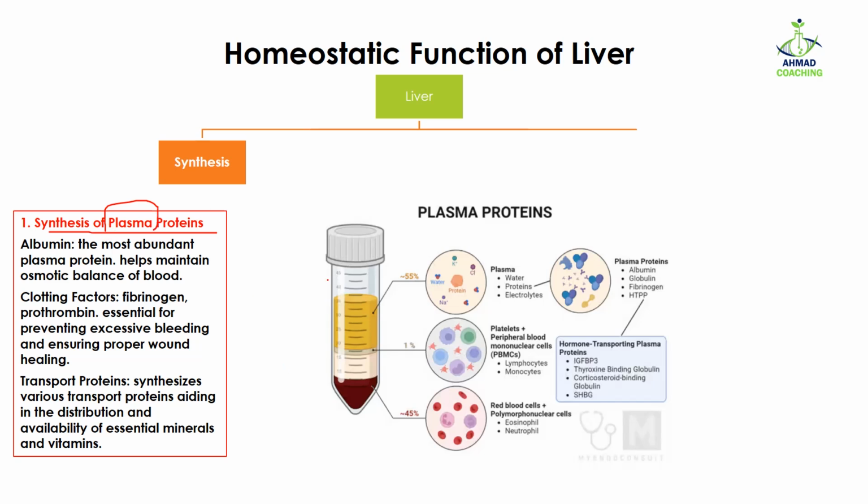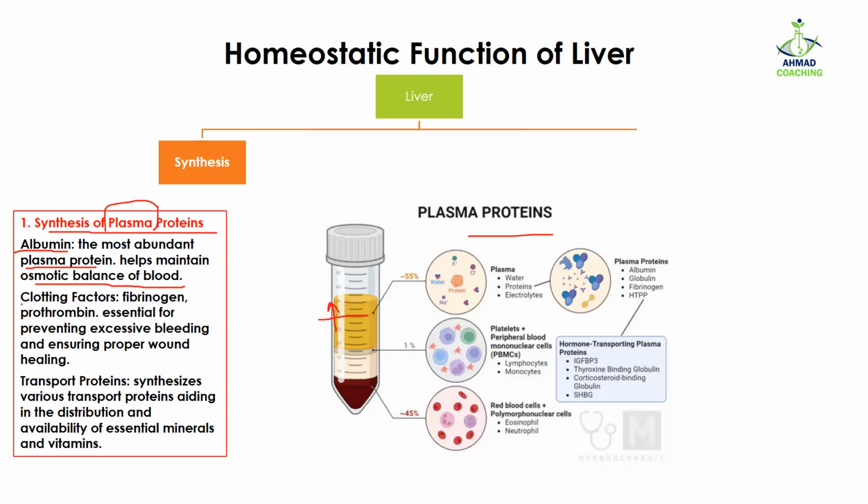Here you can see this is the blood. This blood indicates the plasma. The plasma contains plasma proteins. The first plasma protein is albumin. It is the most abundant plasma protein, and the function of albumin is to maintain the osmotic balance of the blood. Osmotic balance means how much water should be present in the blood is controlled by the concentration of albumin. If the water is high, the albumin concentration is maintained so that the water balance is maintained.